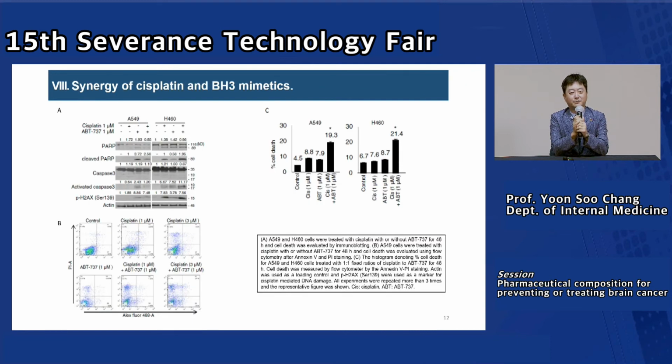As for the adequacy of using the combination I mentioned above, let me talk about the synergy of cisplatin and BH3 mimetics. When H460 cells were treated with cisplatin in combination with ABT, cleaved PARP and activated caspase-3 increased. In terms of quantitative apoptotic pressure, slightly higher apoptotic pressure was observed when cisplatin was used in combination with ABT compared to cisplatin-only treatment.